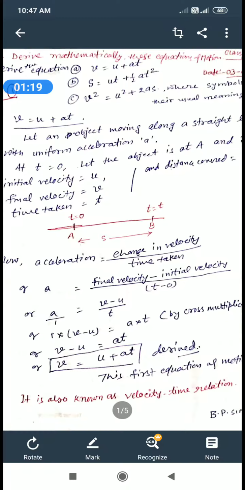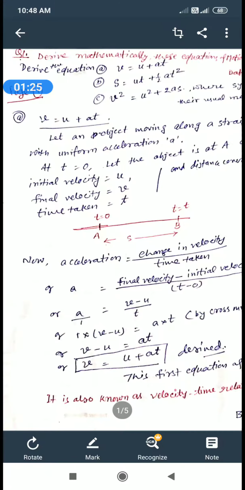v is equal to u plus at. Here the meaning of the symbols is usual. So v represents final velocity, u represents initial velocity, a represents uniform acceleration, t represents time taken, s represents distance covered in time t, or distance travelled in time t. Now the first equation is v is equal to u plus at.